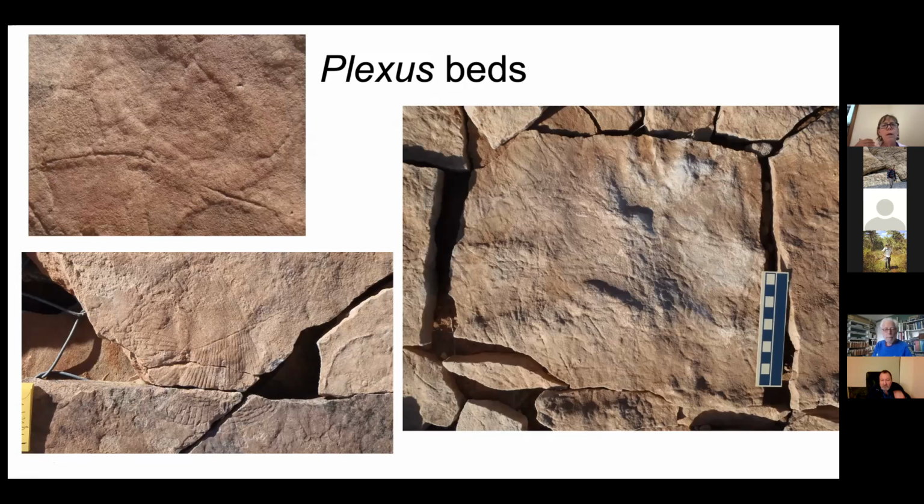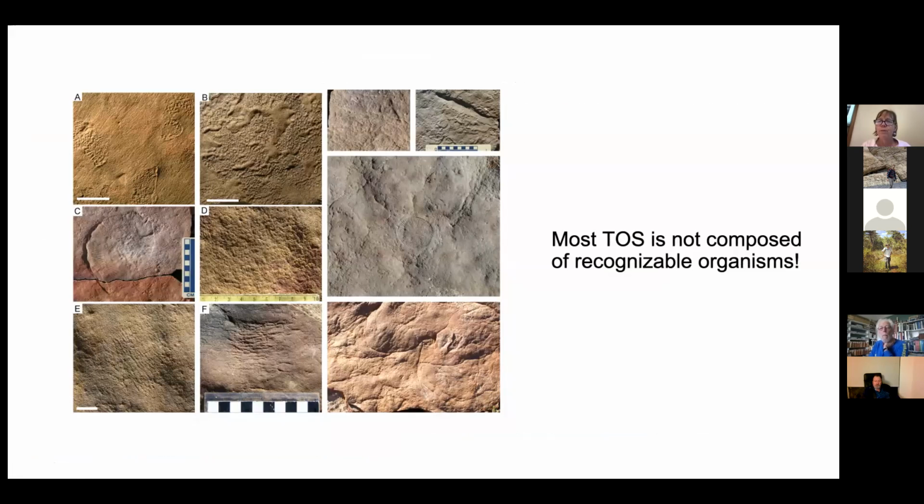So this is really unexpected: complex multicellular organisms which form these organic surfaces that are in fact bed separators between sandstone beds. But obviously most of the textured organic surfaces are not composed of recognizable organisms, but could be described as gloop or slop or whatever. And so the question is, how do we get at these and what do we do with these, and does it matter? Why should we care about various and variable organic surfaces?